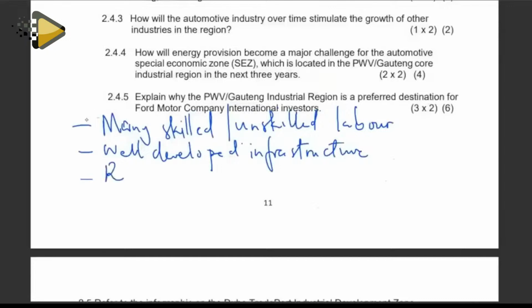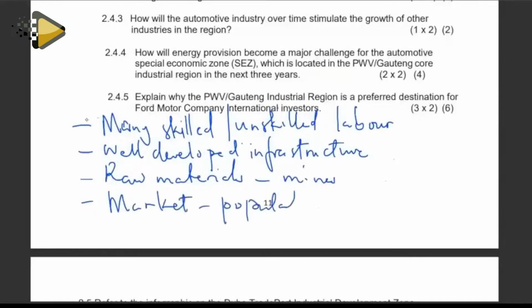Then you also look at raw materials. They are readily available from the mines. Resources that are needed to work in the automotive industries are readily available, the raw materials to support the industries. And also the market, there's a big market because of the population size. Remember, Gauteng is highly populated, and for that reason they can easily sell their products because we have a wide variety of potential clients for the purchase of the product.